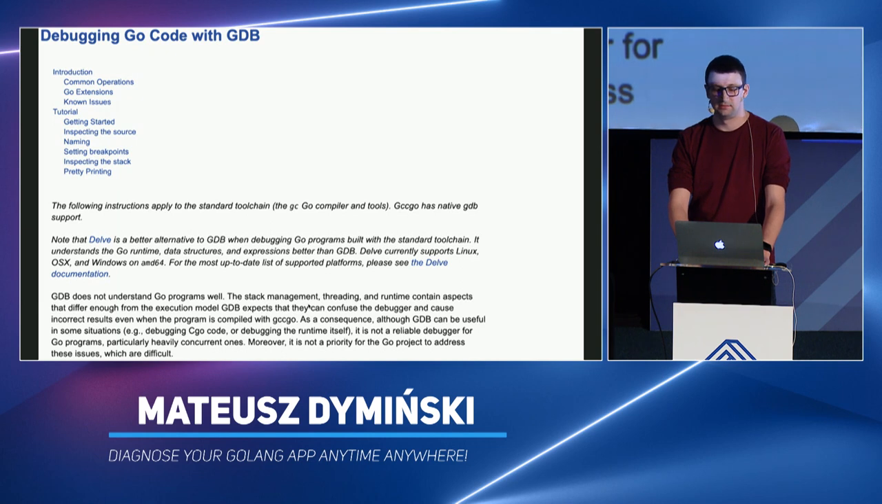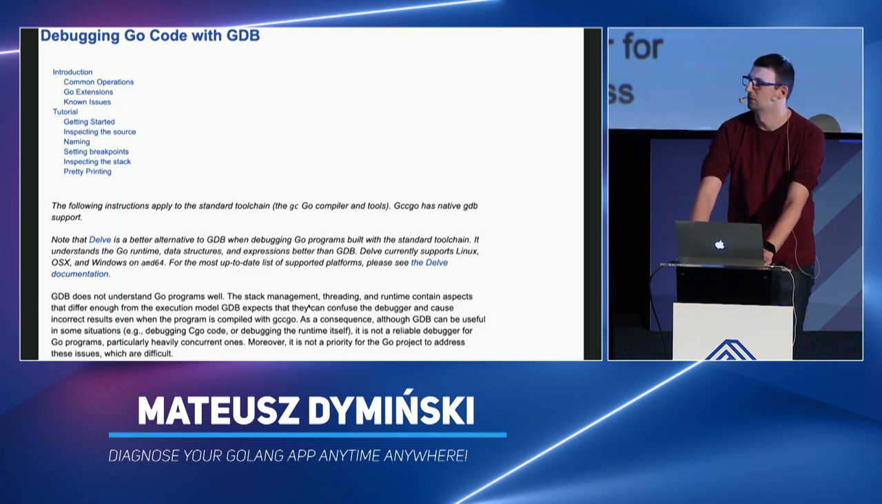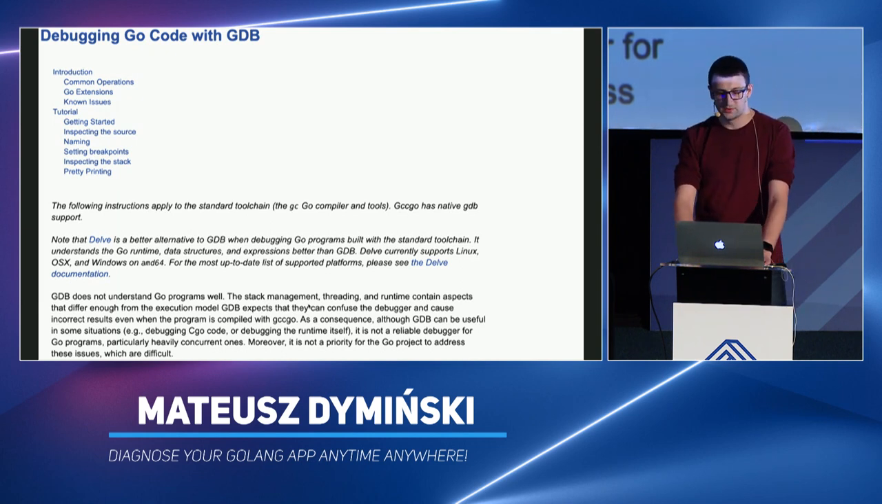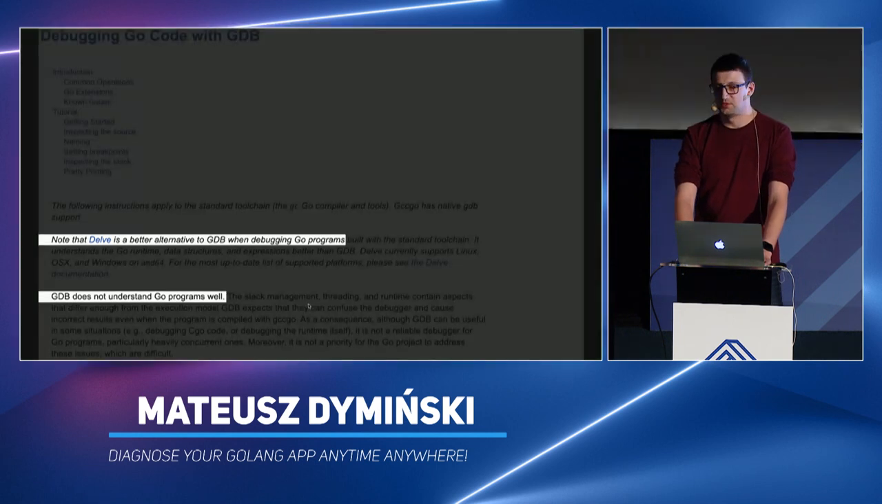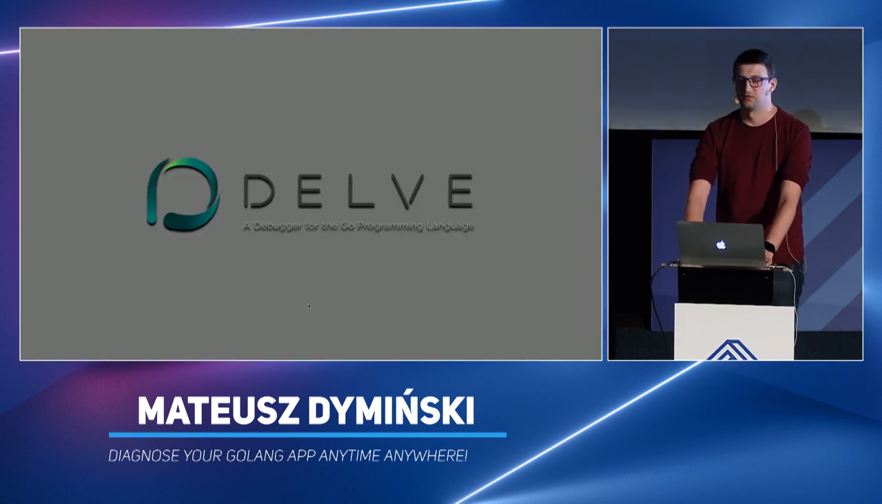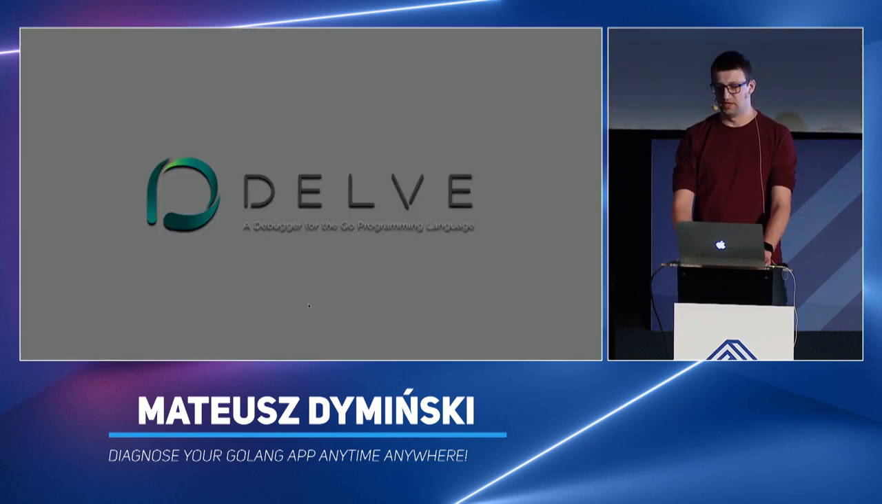Then I entered the web page, which is the official documentation from the Go creators. I read it, and there are two nice sentences. The very first is that Delve is a better alternative, and the second is that GDB does not understand Go programs well. So I said, okay, let's leave it. Let's focus on Delve. How to do that in Delve?